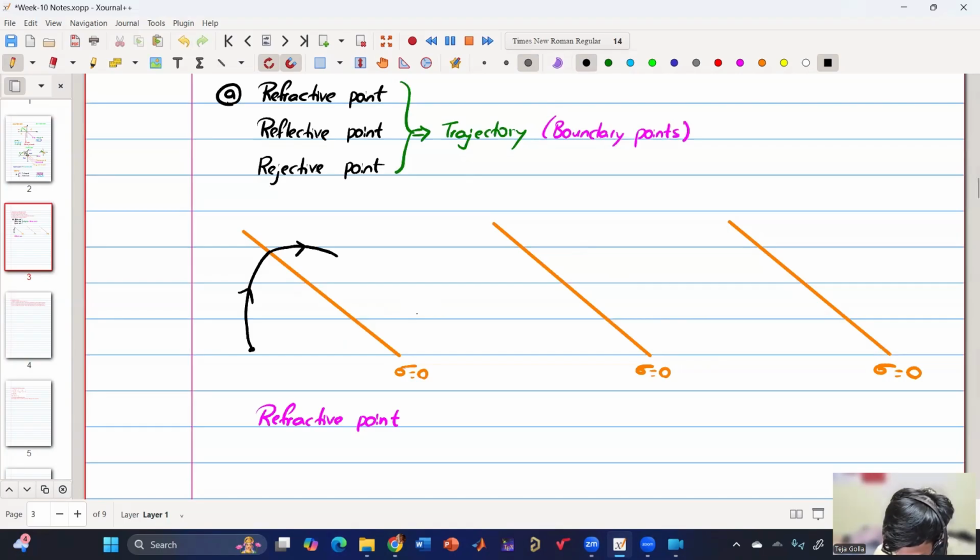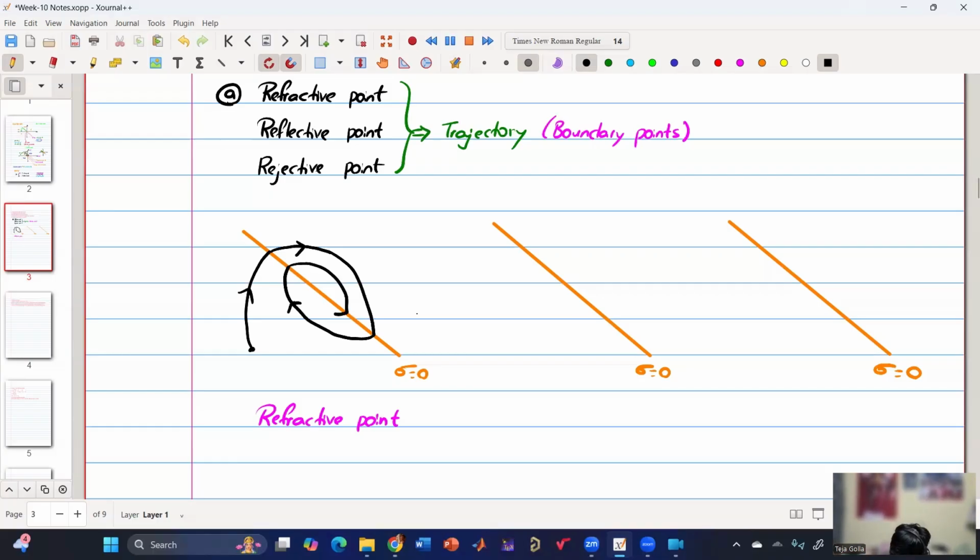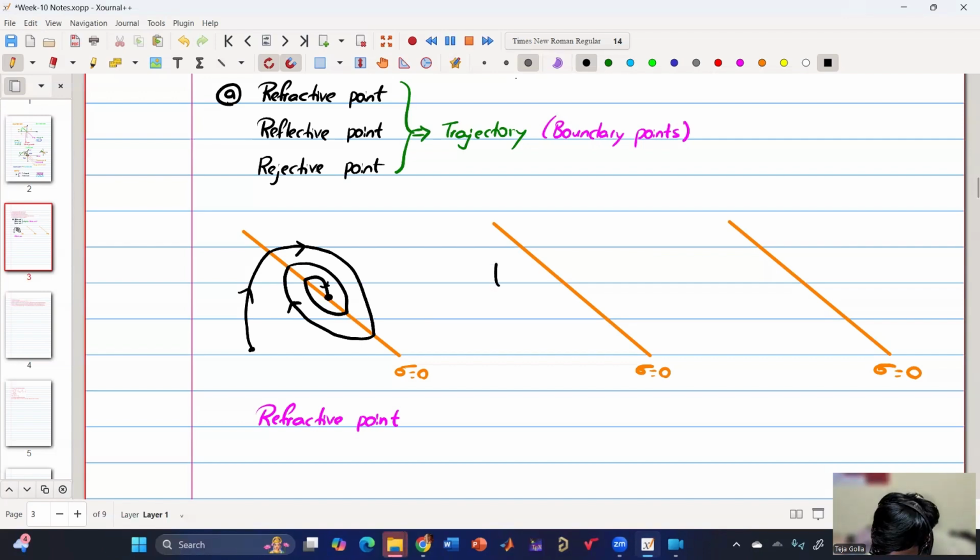And then in this case, what happens? It will hit like this. Now again there will be on time, and then again there will be off time, and in this way it reaches the point, right? In the case of a reflective point, this side also it will be inside, this side also it will be inside. So from both sides, the trajectory wants to come to this side.